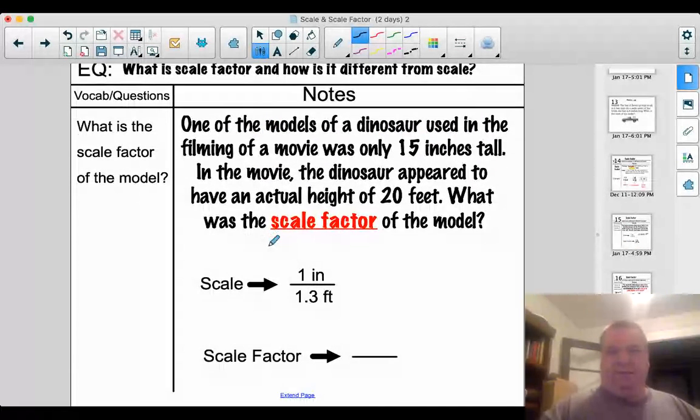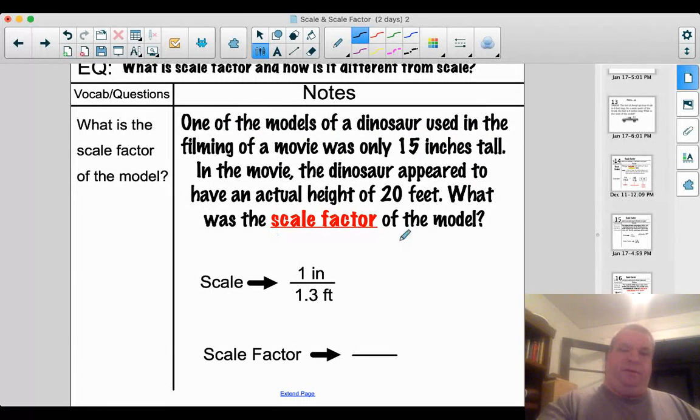All right, let's try this one. So for the dinosaur models, we got 1 inch was the same as 1 point. And if you remember, this was 1.3 repeating feet. Now you may recognize that 1.3 repeating as 1 1/3. I'm bringing that up because if I do 1.3, I won't get quite as nice of a number, and it won't be exact.